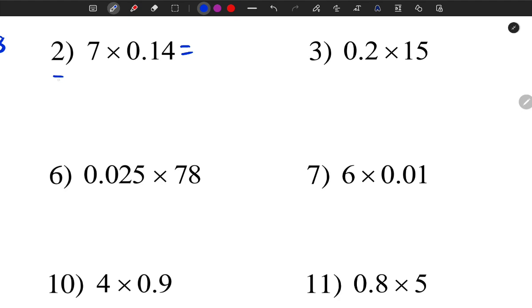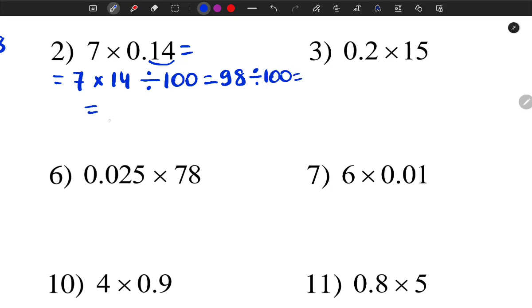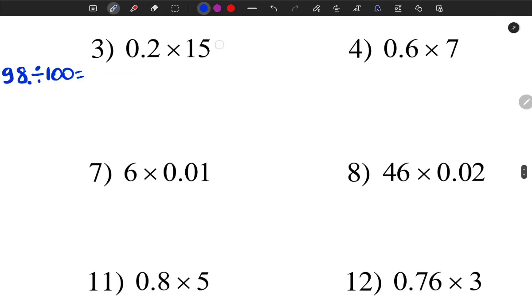Here we multiply 7 by 14, then divide by 100. Why? In this multiplication, in total we have two decimal numbers. That's why we divide this multiplication by 100. Look, when we multiply 7 by 14, we get 98. And then when we divide this number by 100, we move our decimal point 2 times to the left and we get 0.98.